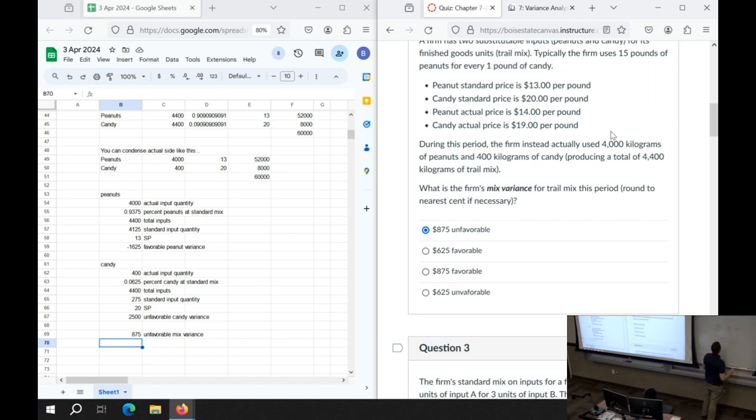Maybe it helps if I draw it out. Over here is where we're going for price variance. So we're going to go from some sort of standard price to an actual price to get the price variance.